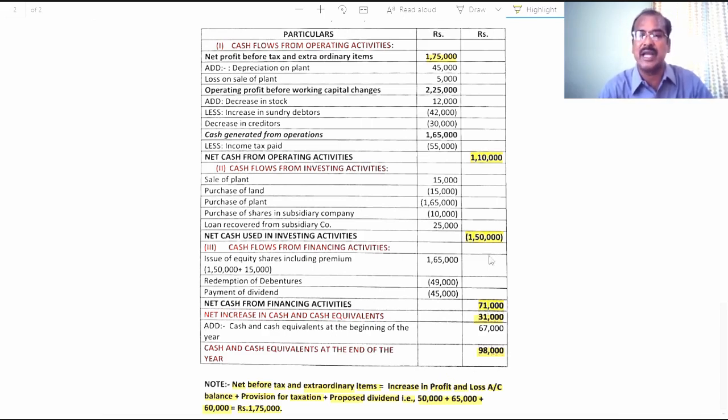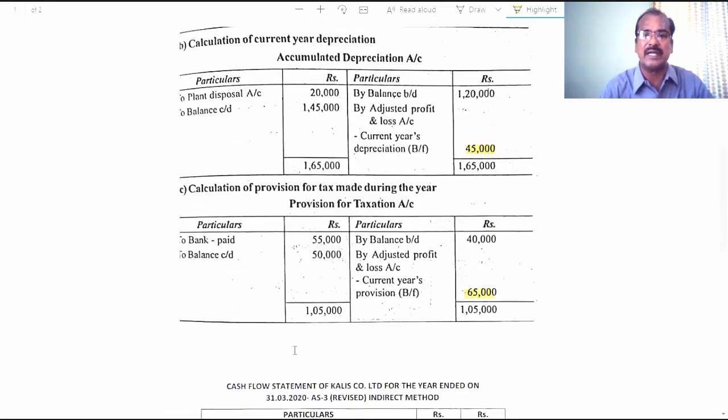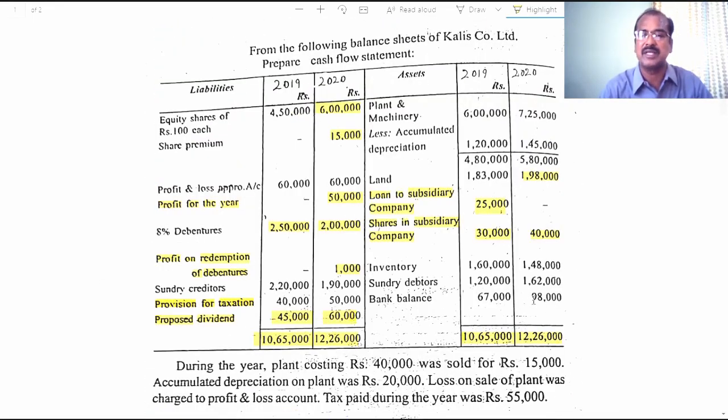So if you add these three items, 1,10,000 positive figure, 1,50,000 negative figure, 71,000 rupees positive figure, you get net increase in cash and cash equivalents for the current year amounting to 31,000. With that, you add the opening cash and cash equivalents, the amount of 67,000, you get the final answer of 98,000 rupees here, which is nothing but cash and cash equivalents at the end of the current year 2020. Please look at it in the problem. See, 98,000 rupees.